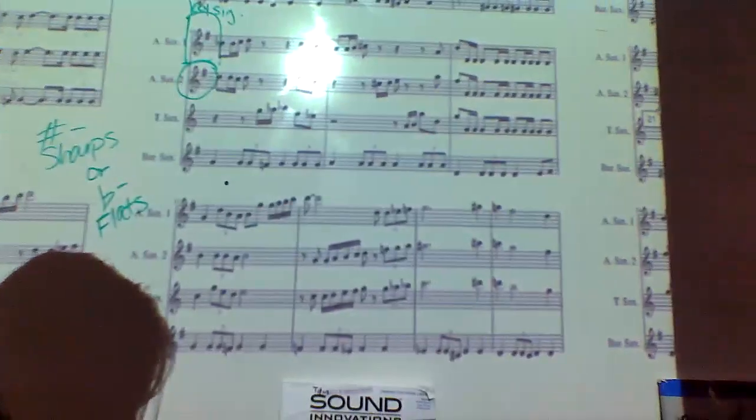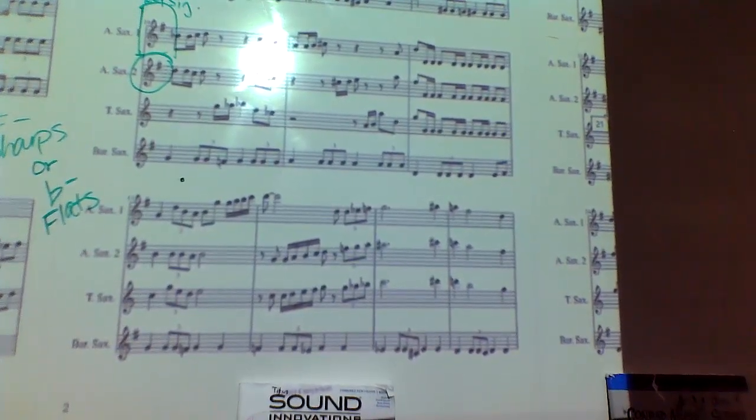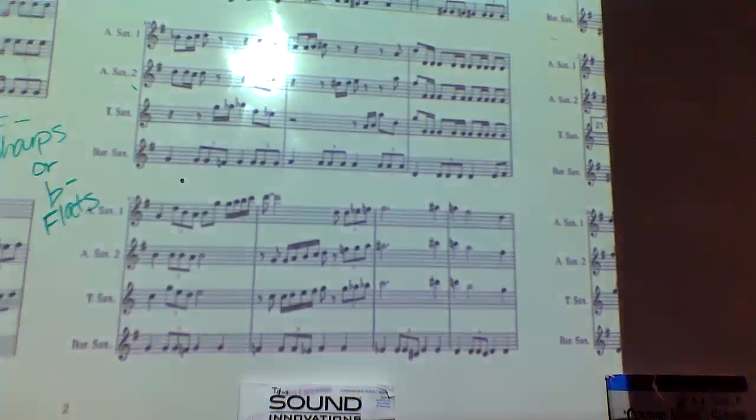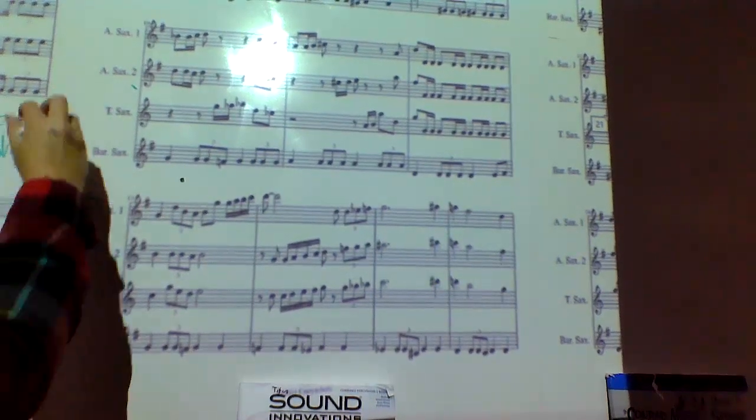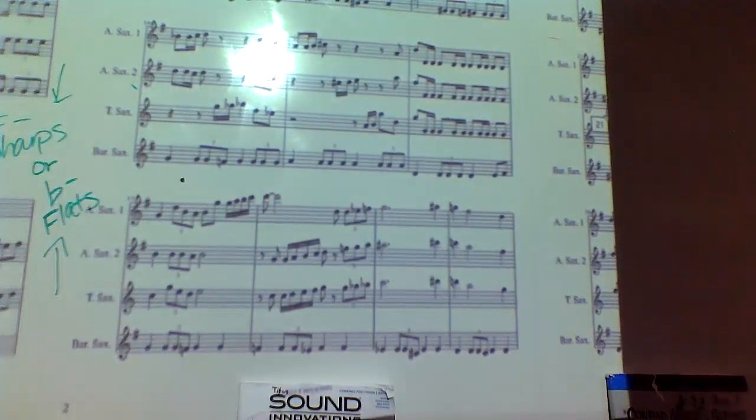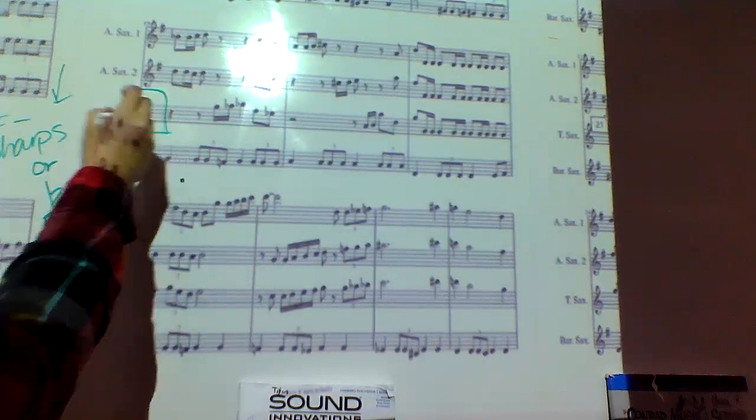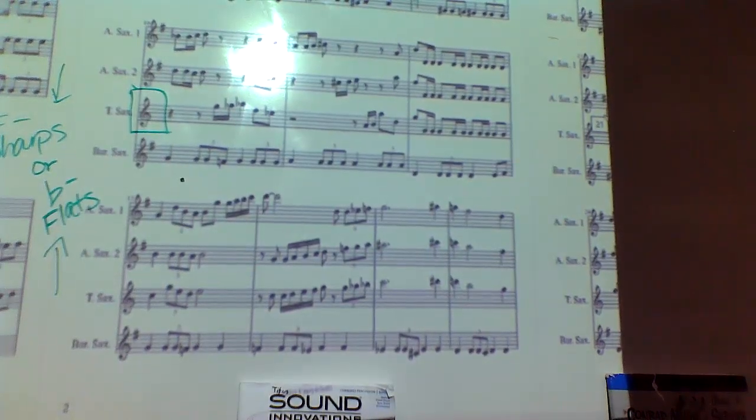Different scales use different sets of notes. So different keys use different sets of notes, and that's why we practice scales. But there's one other thing that can happen. Let's take a look at the tenor sax line. The tenor sax line doesn't show any of these sharps or flats that I told you would be shown in a key signature. In fact, there's nothing next to that treble clef.